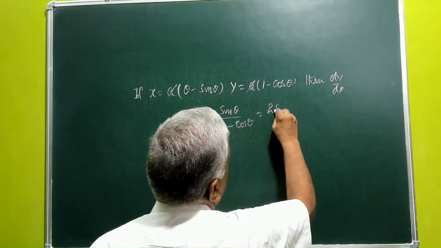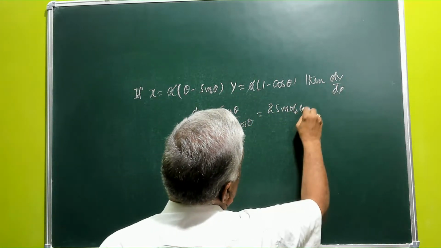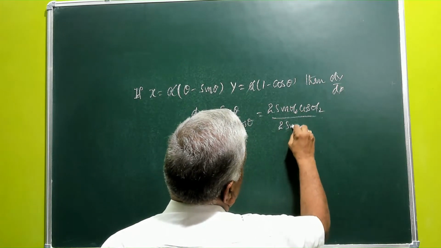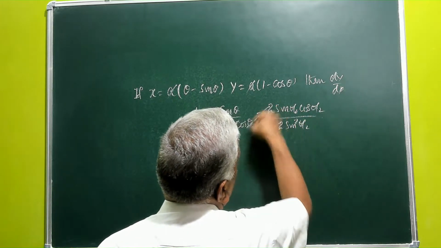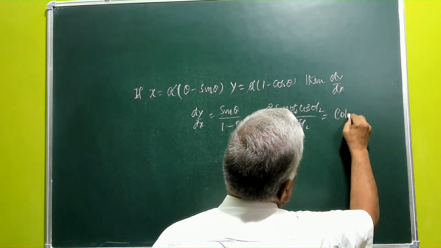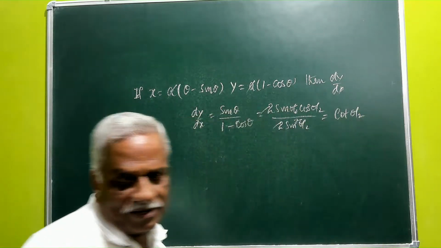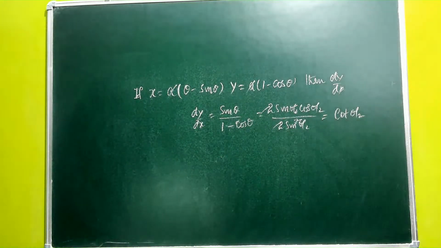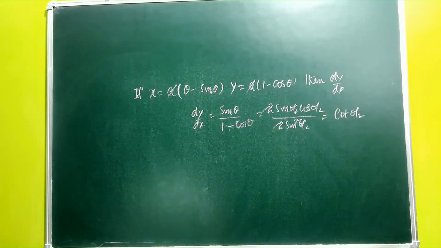That will give 2 sin theta by 2 cos theta by 2 over 2 sin square theta by 2. 2 and 2 cancel, 1 sin cancels. So you get cot theta by 2. Now, would I give tan theta by 2 and cot theta by 2 among the four answers? You have to take the right answer. Let's go to the next problem.